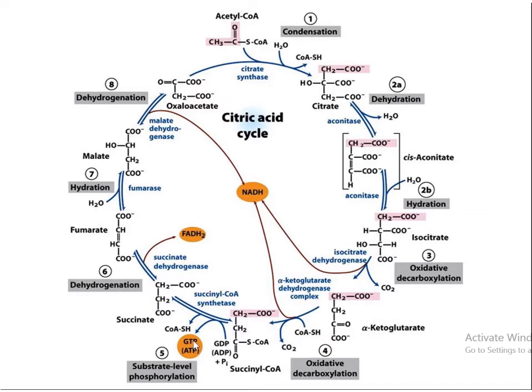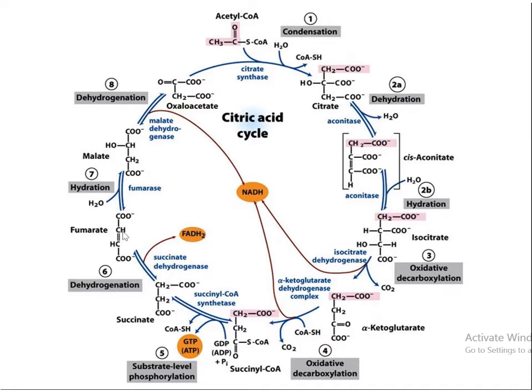So then this succinate is dehydrogenated into fumarate. Dehydrogenation occurs in the presence of the enzyme succinate dehydrogenase, and the released proton is picked up by FAD plus, and then it turns into FADH2. So rather than NAD plus, here the proton is picked up by FAD plus. So in this step an FADH2 molecule is produced.